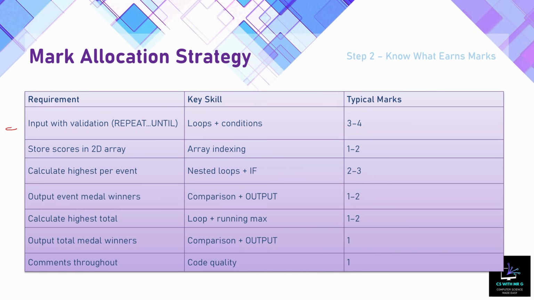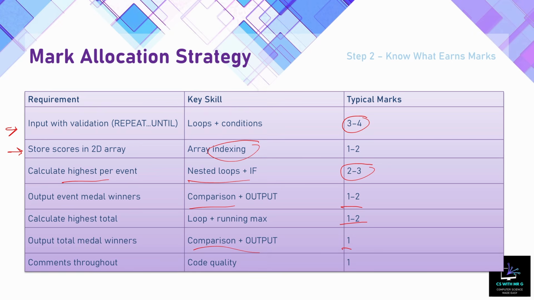If you were to simply get the inputs for the data and validate these inputs, you are looking at around 3 or 4 marks for simply validating the input of a number for those 25 competitors that we've spoken about. Storing scores in the array, which will involve the indexing, you're looking at around 1 to 2 marks. Nesting your loops and calculating the highest value, you're looking at around 2 to 3 marks. Another if statement for the medal winners, 1 to 2 marks. Calculating the highest total, 1 to 2 marks.